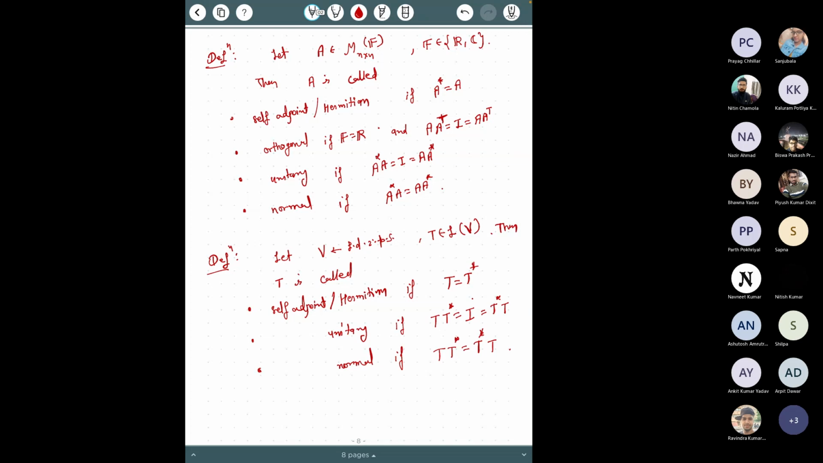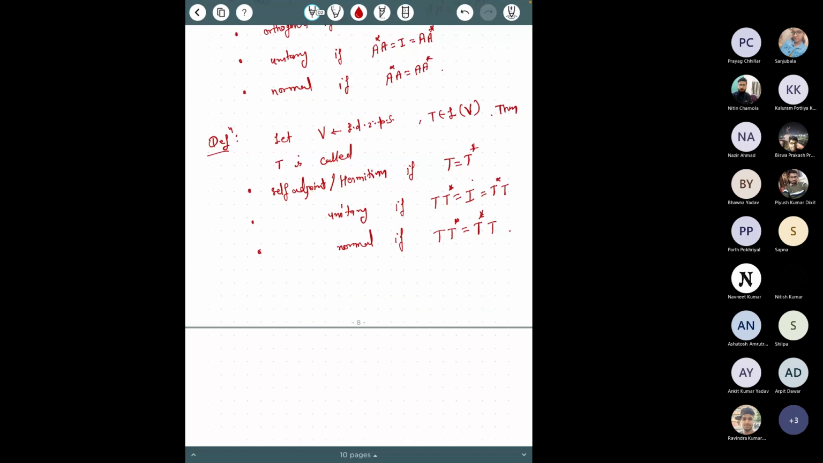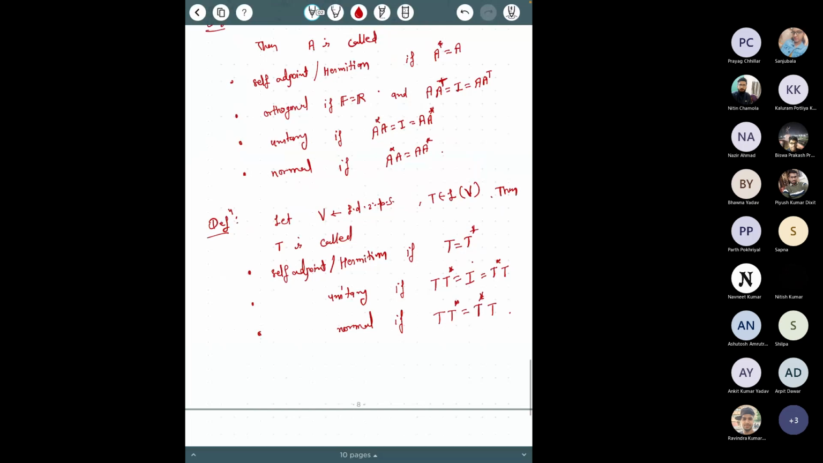So whatever I have defined makes sense, because we can talk about the adjoint of T on a finite dimensional inner product space. But now the question is, what is the relation between an orthogonal, or let's say Hermitian, matrix and a Hermitian operator?